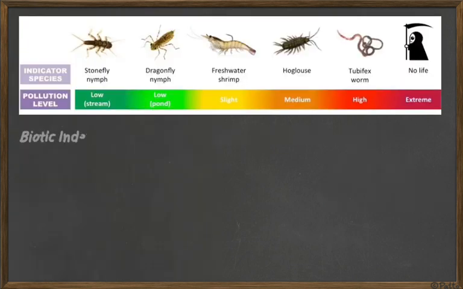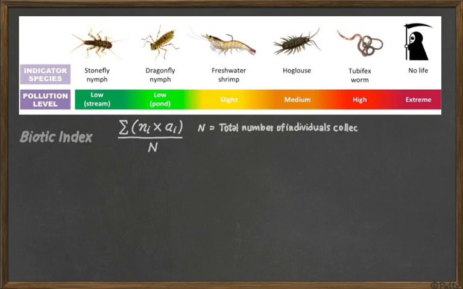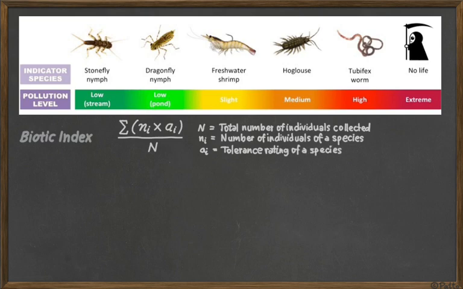So to illustrate how you can quantify, not only qualify, pollution, there is one thing called the biotic index. The biotic index is trying to give a number to the sensitivity of a species in a certain area. The formula for the biotic index is this, where the big N is the total number of individuals that we collect in an area, the small n is the number of individuals for each species, and the A is the tolerance rating for a certain species. I'll give you an example here.